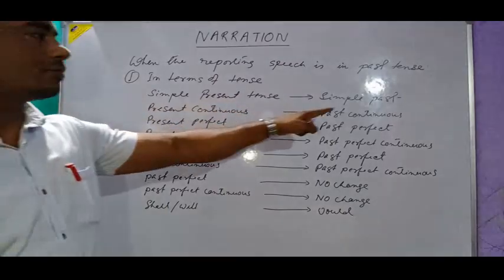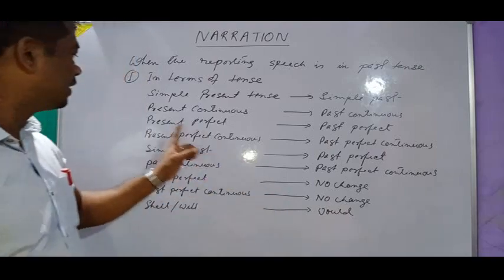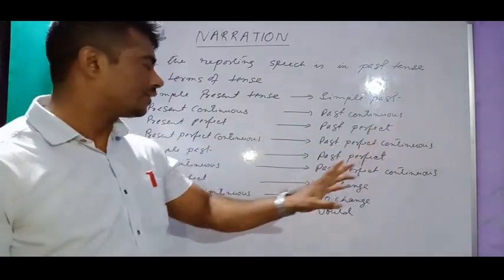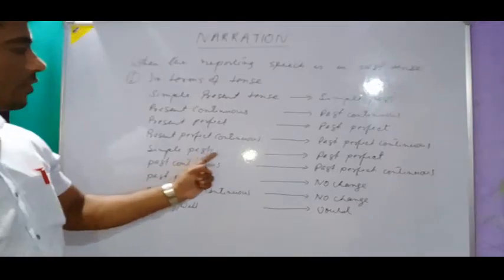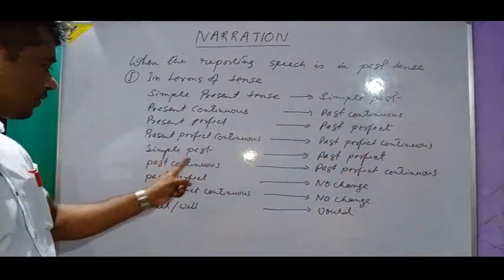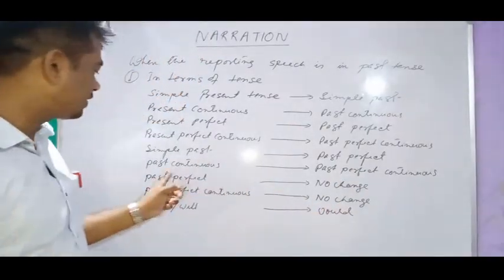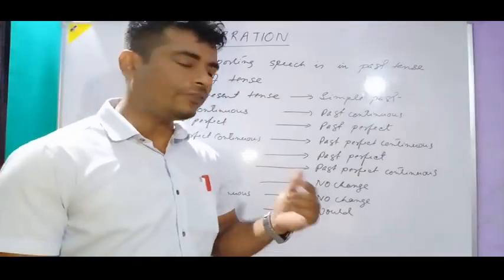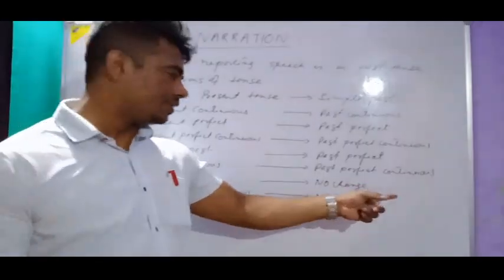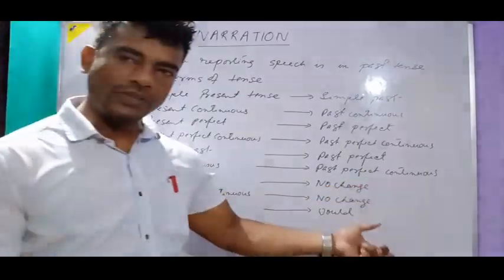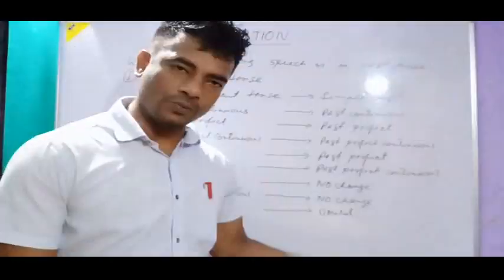Simple present tense changes to simple past. Present continuous changes to past continuous. Present perfect changes to past perfect. Present perfect continuous changes to past perfect continuous. Simple past changes to past perfect. Past continuous changes to past perfect continuous, though some grammarians say that past continuous never changes, but we follow this one. Then past perfect never changes. Past perfect continuous never changes. And shall, will change to would.